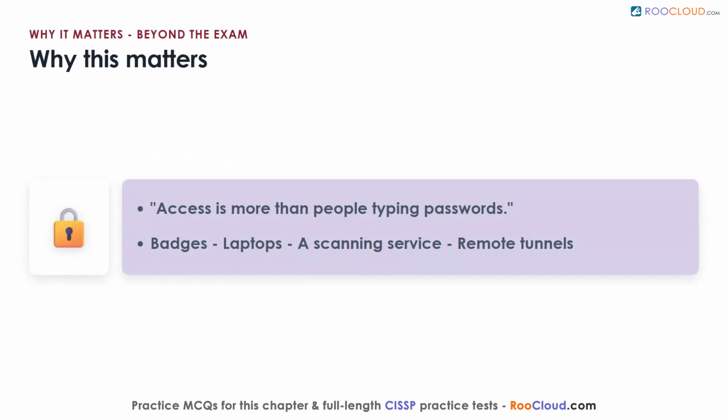Why does this matter beyond the exam? Because modern access is not just people typing passwords. Imagine securing a hospital where staff badge in with fingerprints. Laptops must prove they belong on the network. A monitoring service scans mailboxes. And remote clinicians connect over an encrypted tunnel. Each of those is authentication of a different kind. Knowing how to measure and extend it lets you protect an environment that stretches far beyond a login box.